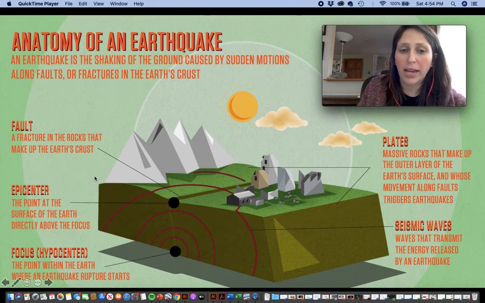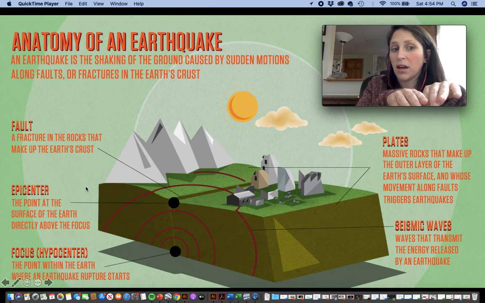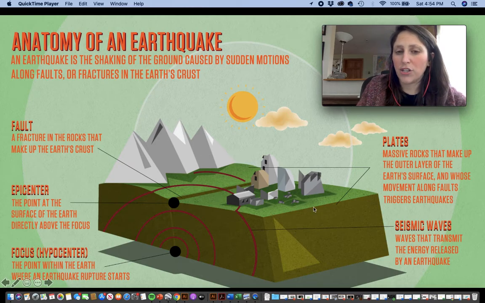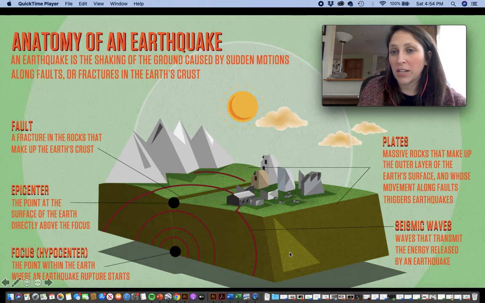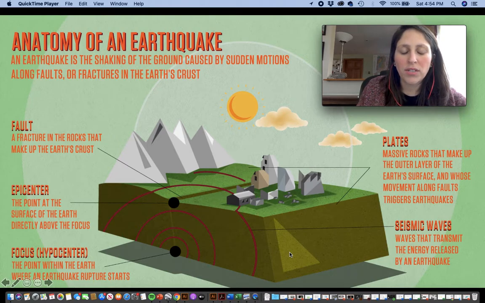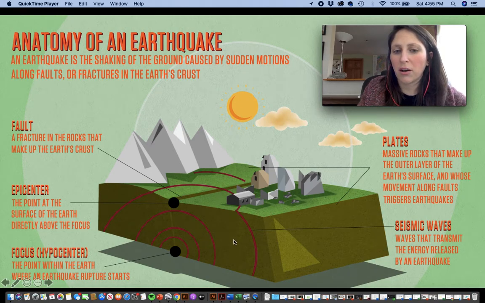We have this fault plane where rocks are slipping against each other, either up, down, or side to side. You have the two plates. It doesn't always have to be two plates up against each other; a fault can happen within the same plate. But oftentimes they are associated with plate boundaries, so it is two plates up against each other. That's the most common way we get earthquakes, at plate boundaries. And then seismic waves are the waves that transmit the energy released by an earthquake.